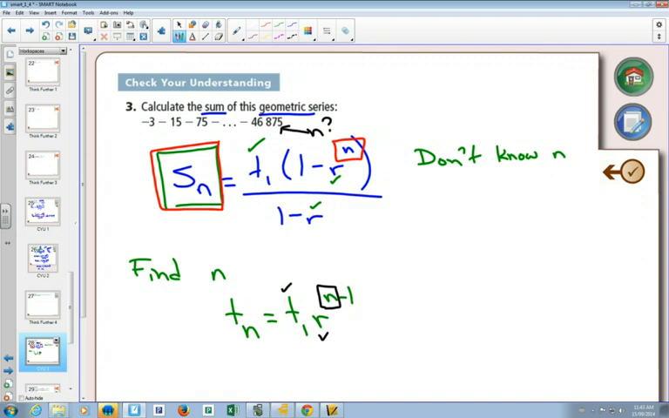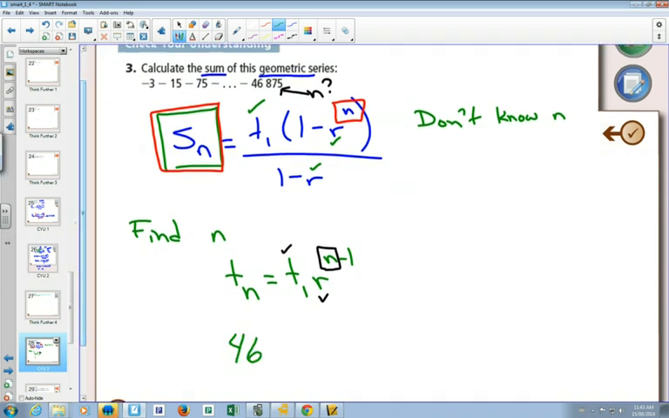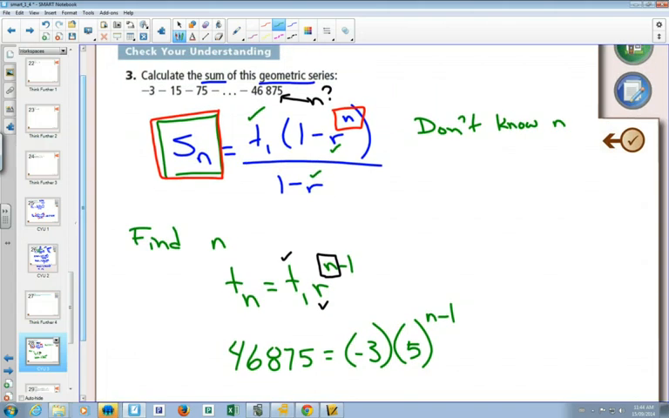Now, Tn stands for any term that we want, but often questions will have Tn equal to the last term. And this is a similar case. So now if I use this formula and plug things in, I know that that last term is 46,875. I know that my first term is -3. I know that I'm multiplying by a positive 5 to the n minus 1. Oh, and this term is a negative 46,875.